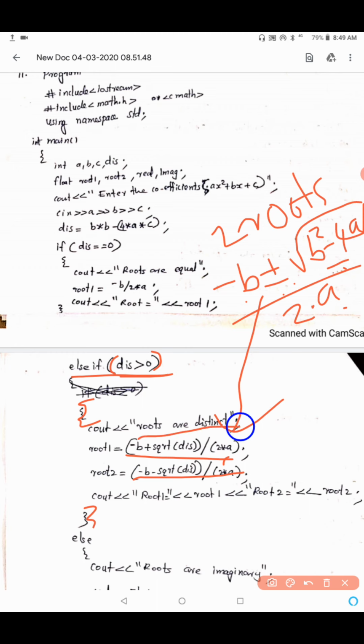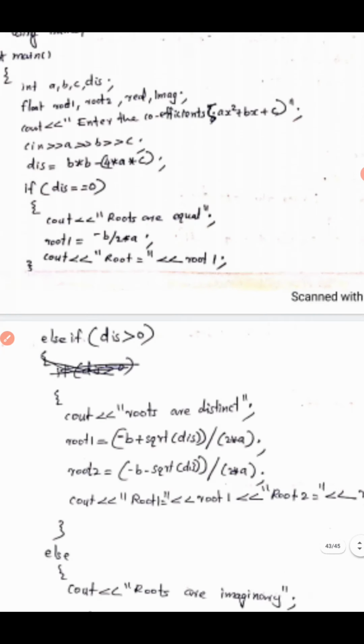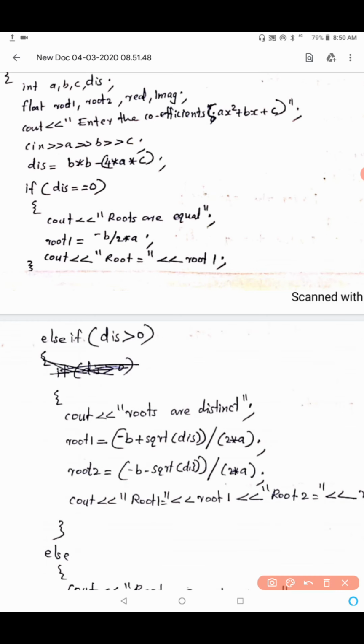See out, roots are distinct. Minus b, the square root symbol is not on the keyboard. So instead of that we are using a C++ function sqrt, square root of discriminant divided by 2a. And the second root is, second root also we can give minus b minus root of discriminant divided by 2a. These two equations we have to write in this discriminant greater than 0.